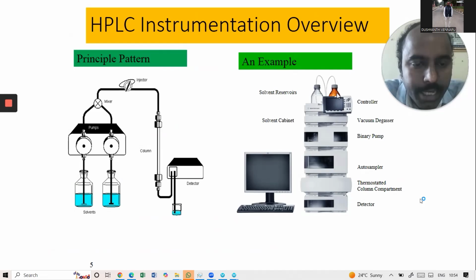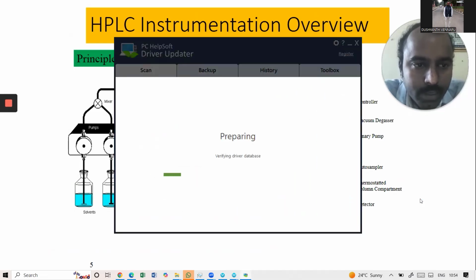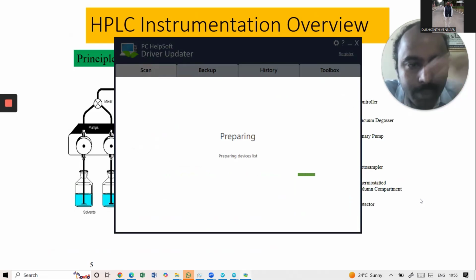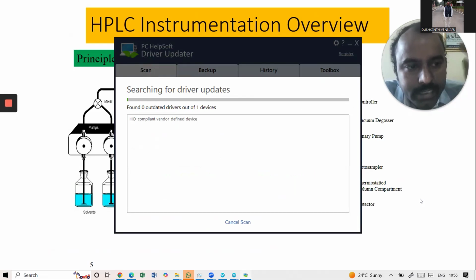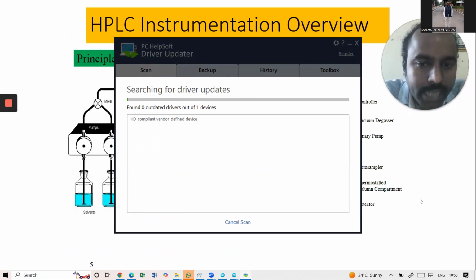But in gradient, again you have two types. One is linear gradient and another one is step gradient. What do you mean by linear? By programming, I increase the mobile phase B linearly. Whereas in step gradient, I do not follow linearity. I just increase 10%, 40%, 70% abruptly. Such a technique is called step gradient. So this is the fundamental differentiation between an isocratic system and a gradient system, which you need to know.